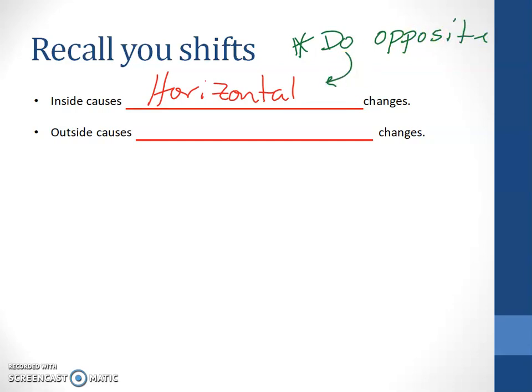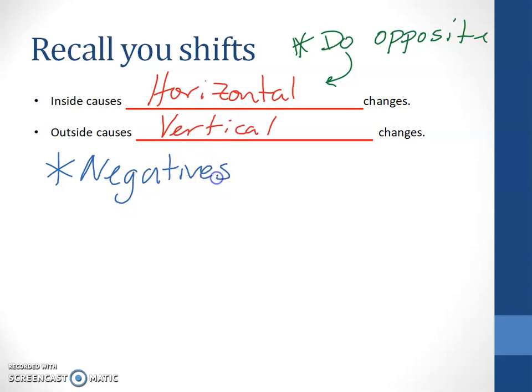Outside is going to cause vertical changes to occur, and you will do what it says for your vertical changes. One other note, negatives will make these things flip. Okay, negatives are going to cause these things to flip. All right, so let's go ahead and get started, horizontal, vertical.